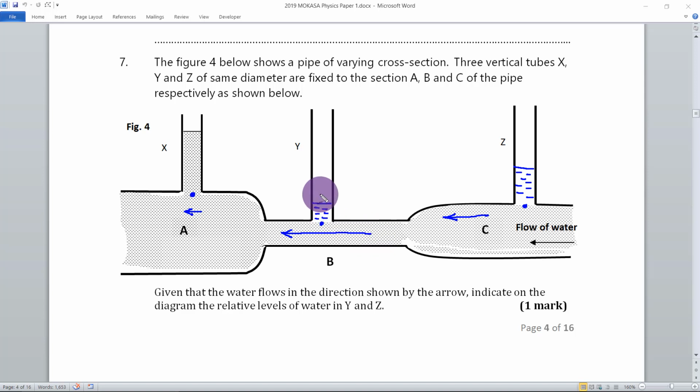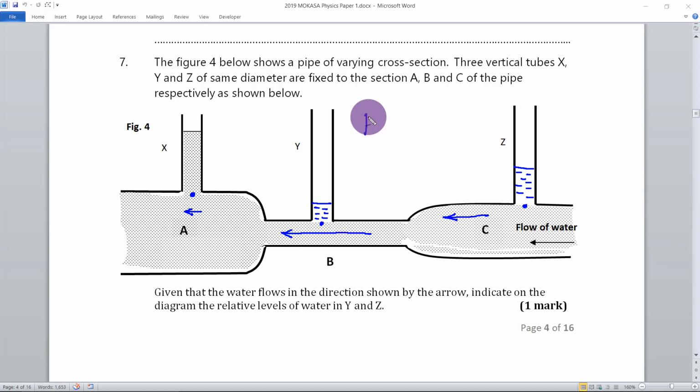And these vertical tubes, they work like manometers. A manometer is a piece of apparatus that is used to measure pressure in a liquid. For example, in this case, it can be used to measure pressure at this particular point. So when the speed is very high, the pressure is very low, and therefore the height will be small.